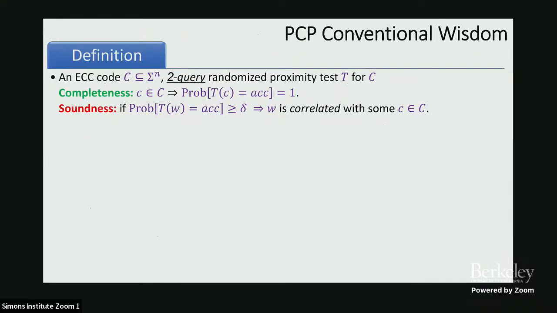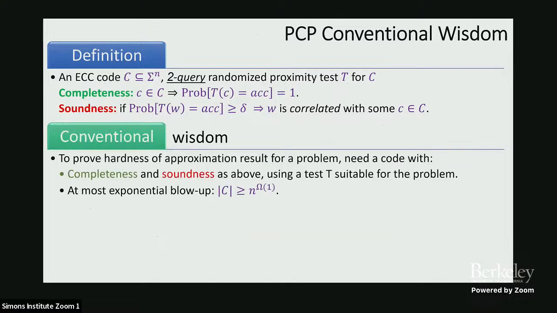So here is the PCP conventional wisdom, which everybody believes is true until we don't. The conventional wisdom is that if you want to prove a hardness result for some problem, let's say some constraint satisfaction problem, then in order to do that, you have to find a suitable code C along with a tester. And you need several properties to hold. First of all, the tester has to be complete and sound in the sense that we just defined.